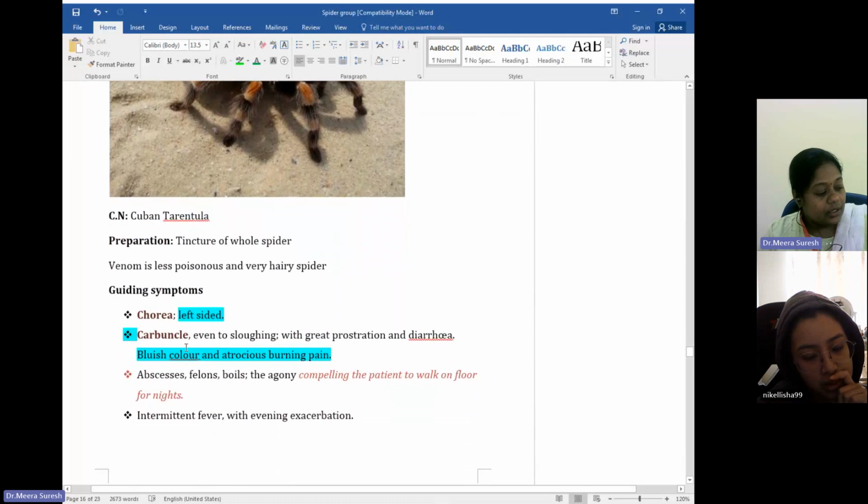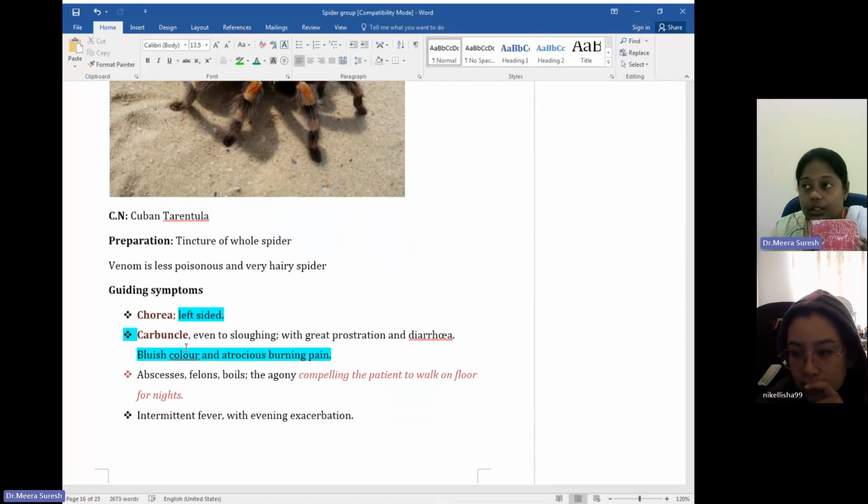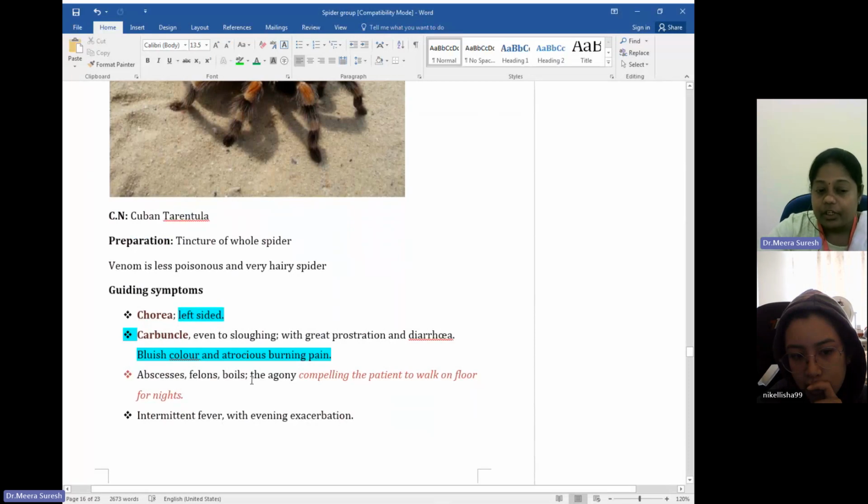Now, when you take this book, actually, Allen's Keynotes, and you see tarantula, all the symptoms we discussed in Tarantula hispanica, you will see in case of tarantula. And then you come towards the lower portion. The lower portion is about skin in tarantula in this book. And you can see the skin symptoms that I have given here, the carbuncle, abscess, phalanx, whatever, these two symptoms, you can see over there in tarantula.